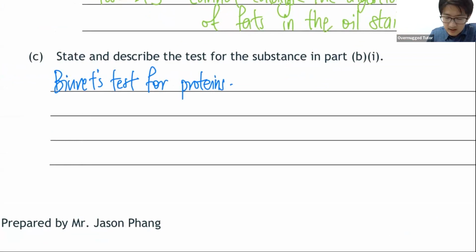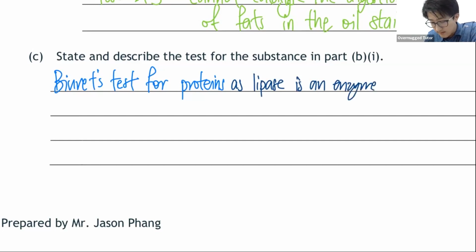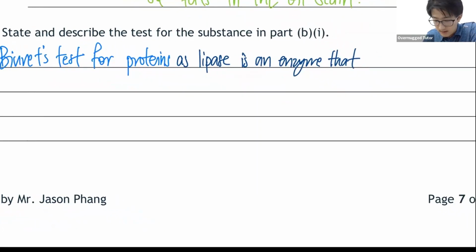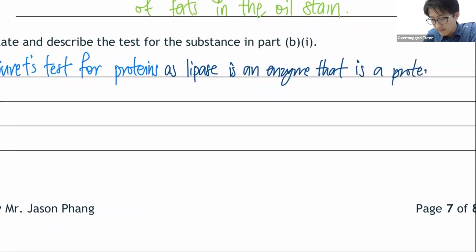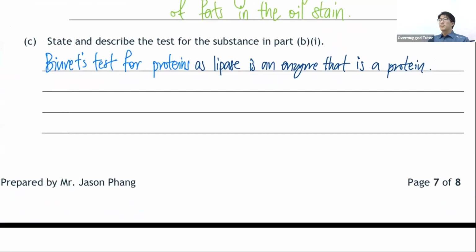We must first state Biuret test for proteins as lipase is an enzyme that is a protein. Then we go on to describe the Biuret test. You can go for the sodium hydroxide and copper II sulfate, or you can just straight away add Biuret reagent. So this one is very straightforward, a copy-paste kind of thing. You all can go back and check your notes. The answer key will be provided once all the sessions are done.